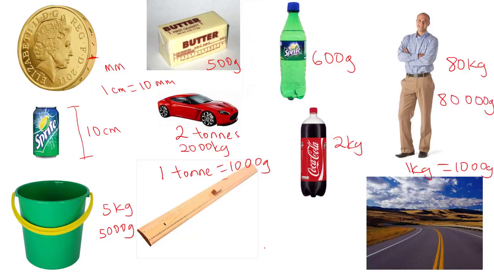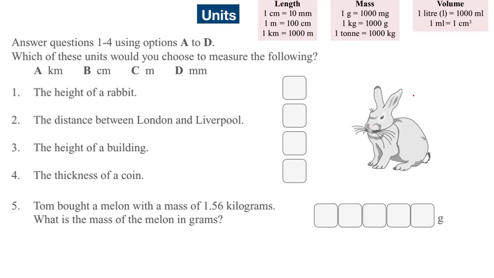This coin, if I weigh this one, would not be even up to 20 grams, or maybe it's just going to be about 30 grams. It's not that heavy. So things that are not heavy, you measure in grams. Things that are a bit heavy, you measure in kilograms, and things that are very, very heavy, you measure in tons. Now I want you to pause the video quickly and try questions 1 to 5.